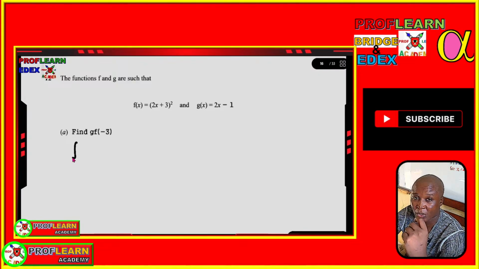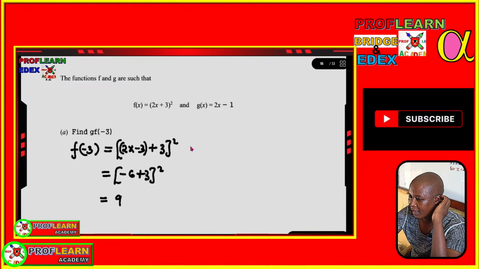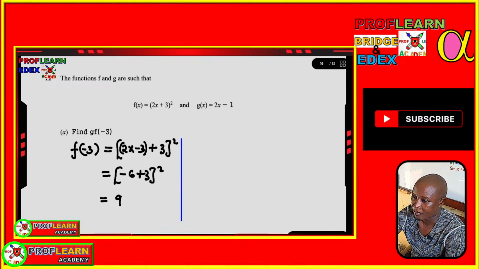So the first thing that we're going to do is find f of negative 3 first. We know that f of x is (2x plus 3) squared, so we're going to say (2 times negative 3, then plus 3) raised to power 2, and if we work it out by putting it in the calculator, we're going to get the answer 9.